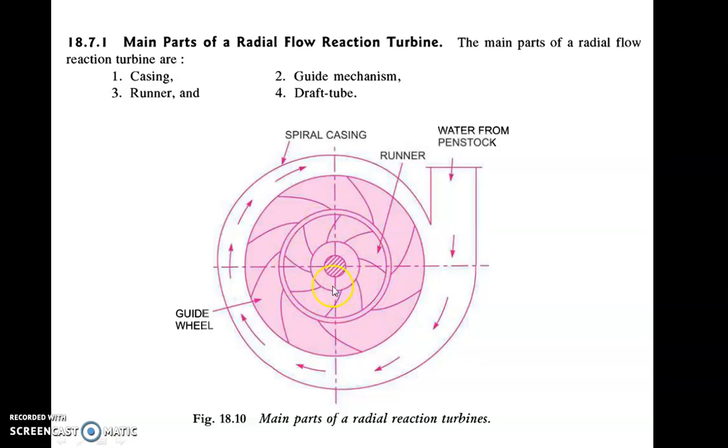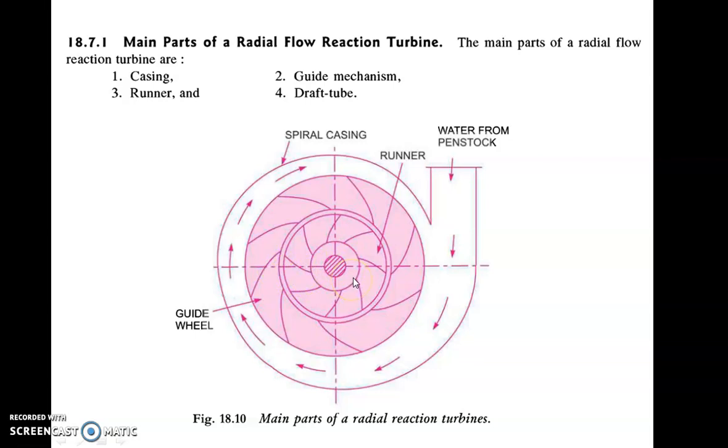This is the runner where the pressure also goes on decreasing. As per the definition we have seen, the pressure energy is converted into kinetic energy and pressure energy. Water is under pressure when it enters into the turbine, and when it enters into the guide vane, the pressure is partially decreased. After that, when it enters into the runner, again the pressure is decreased. So pressure goes on decreasing.